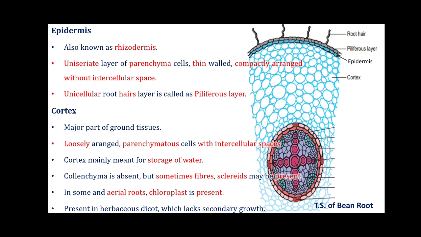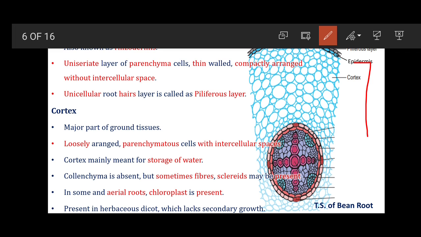Cortex is a major part of ground tissue. The cells are loosely arranged, parenchymatous and with intercellular spaces. You can see here the cortex region. This is loosely arranged and with intercellular spaces. The main function is the storage of water. Collenchyma cells are absent, and sometimes fibers or sclereids may be present in the cortex. In some aerial roots, chloroplast is present.